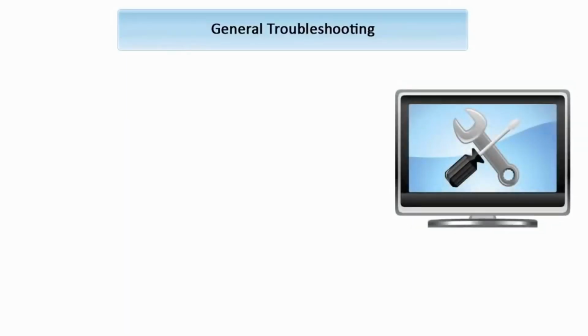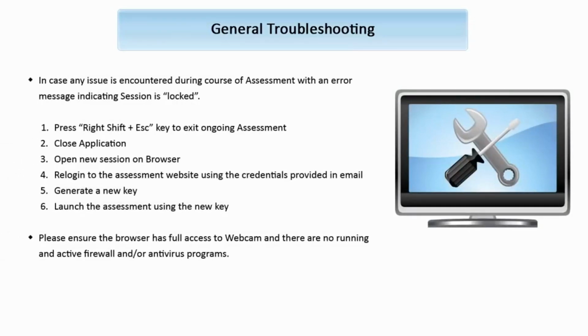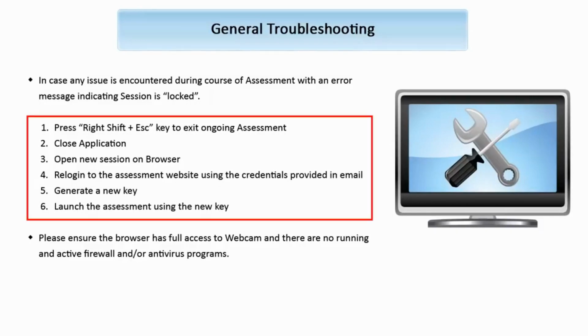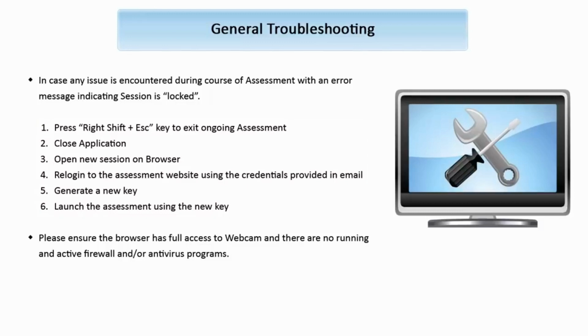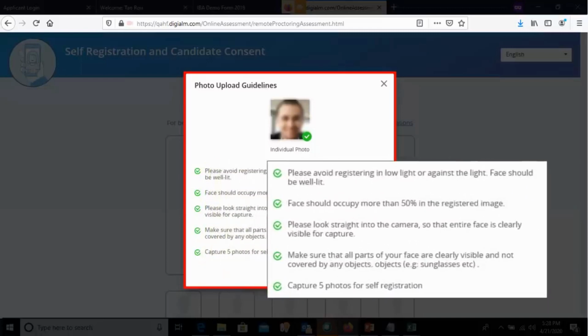General troubleshooting. In case any issue is encountered during the course of assessment with an error message indicating that the session is locked, you are required to follow these steps as shown on the screen and make a note of it. Please ensure the browser has full access to the webcam and there is no active firewall or antivirus program running. Before you start the self-registration process, carefully read the photo upload guidelines. Following these simple guidelines or prerequisites will help ease the self-registration process.